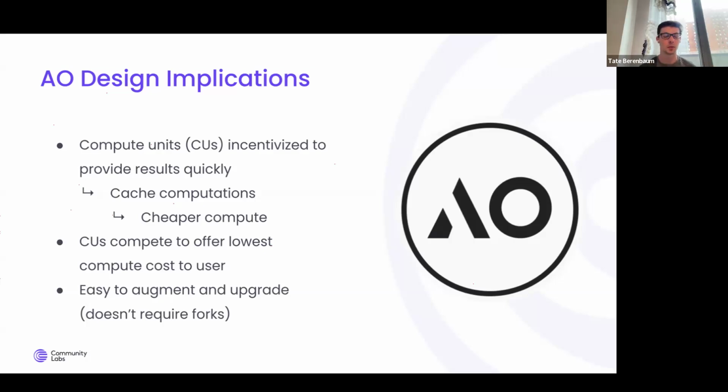So it creates an incentive for them to provide those results quickly, which also in turn means that it costs these compute units less to operate if they are caching results that are being asked of frequently, which creates cheaper compute to the end user. It also creates the same mechanism similar to Arweave, where it's a free market and compute units are competing to offer the lowest cost to the end user to get work done, avoiding one of those Bitcoin or Ethereum-like scenarios where people start having to bid against each other for a fixed amount of bandwidth that the network can actually hold.